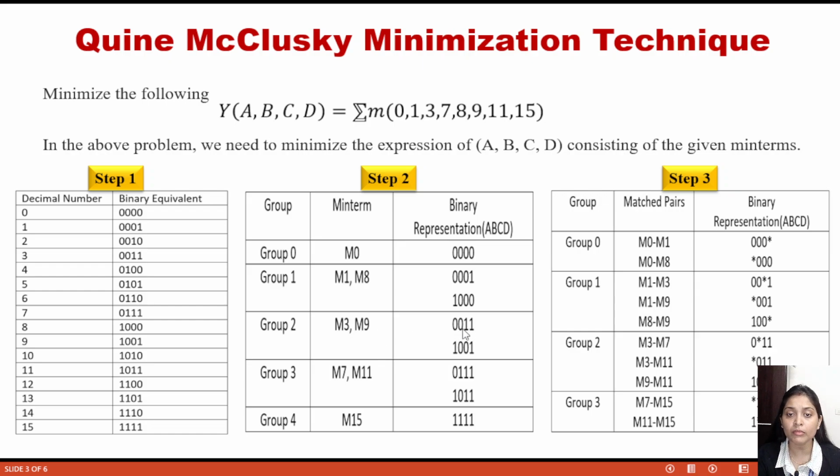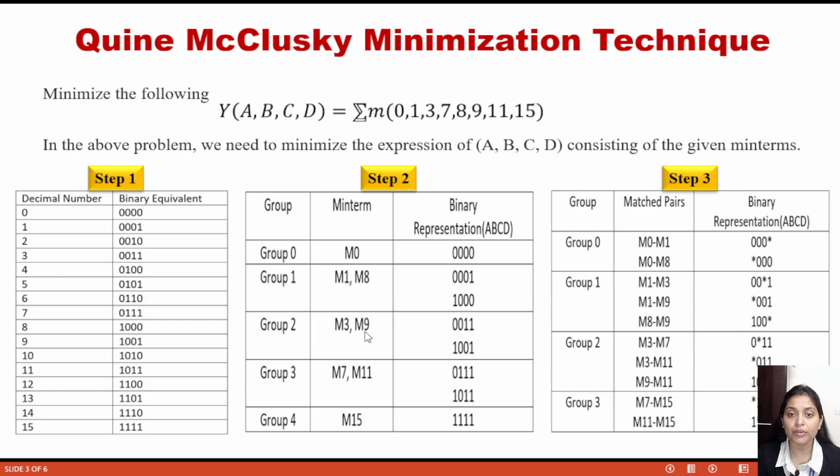M3 is 0011 and M7 is 0111. So you can easily understand in the second bit there is a change. So in the case of comparison M3 M7 we will write 0 star 11. Okay, then we will go to the next comparison M3 M11. M3 is 0011, M11 is 1011. In the most significant bit you can see there is a change, a 0 and a 1. So we will write M3 and M11 as star 011.